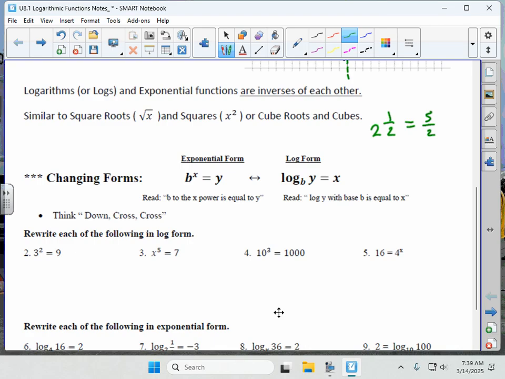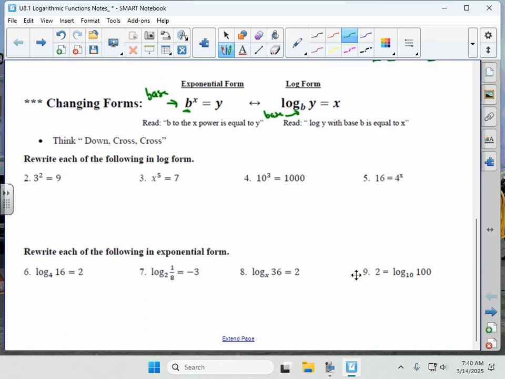So if we want to change forms, you can see an exponential form, b to the x equals y. B is called the base. And we want to keep the base with the exponent. And then in log form, we can see the word log, and then the b down here in the subscript position, this is called the base of the log. And then you can see where the x and the y go. So when we want to change from one form to the other, you want to think of this as down, cross, cross. I think it helps a lot.